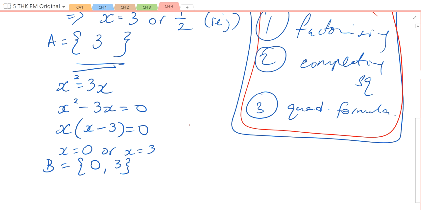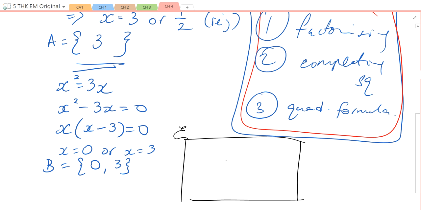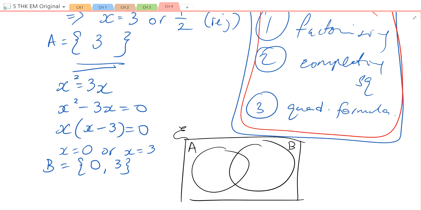So draw a Venn diagram to represent the sets. So our universal set. Then we've got A and B. I know that they have something in common, right? What is the element that is common for A and B? 3. Okay. Does set A have anything else? Does set B have anything else? 0, right? So I must put it here.